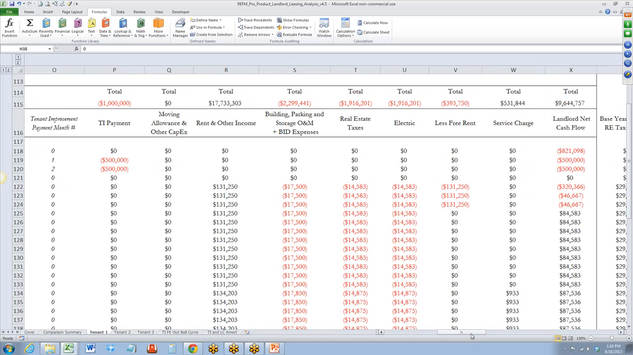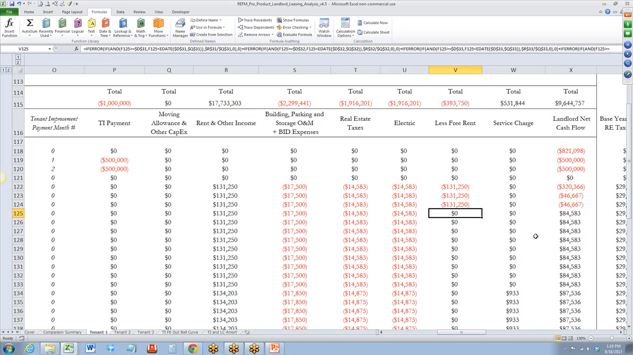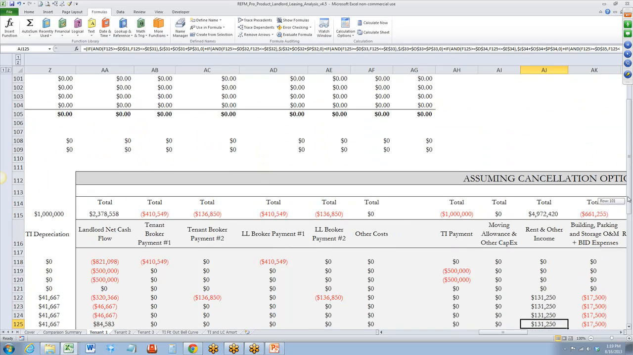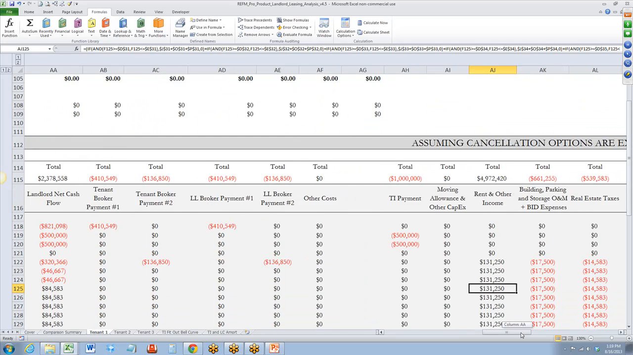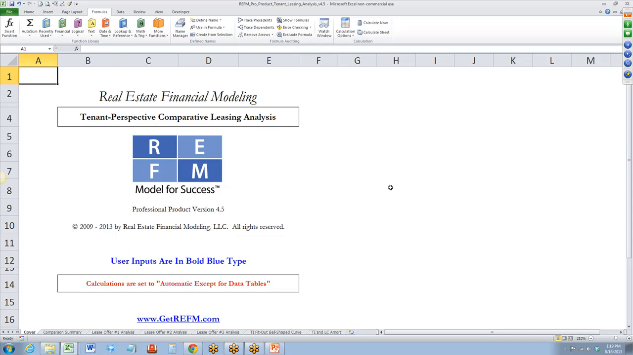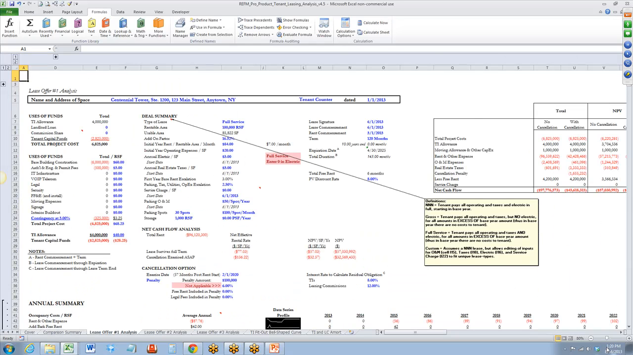This is an extremely powerful, sophisticated model. The coding here is quite extensive in order to achieve this level of precision. And we do also run an analysis here that assumes, okay, this is the landlord point of view, this assumes a cancellation. The professional tenant perspective model is just as robust and just as useful.